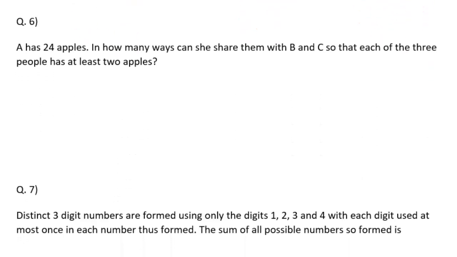Let's take the 6th question. Here it says that A has 24 apples. In how many ways can A share them with B and C so that each of the 3 people has at least 2 apples? So it's a distribution of identical things among 3 different people. So here A plus B plus C should be equal to 24. But the prime condition is that each one of them should have at least 2 apples.